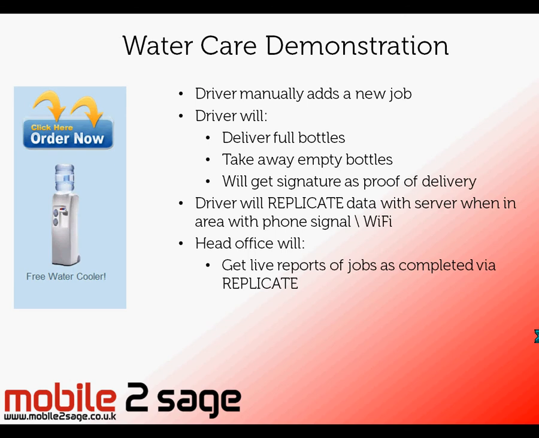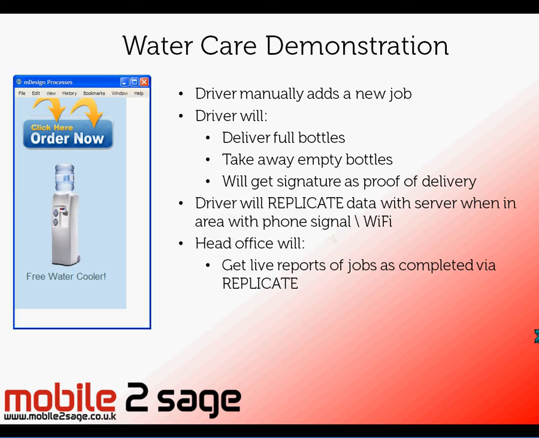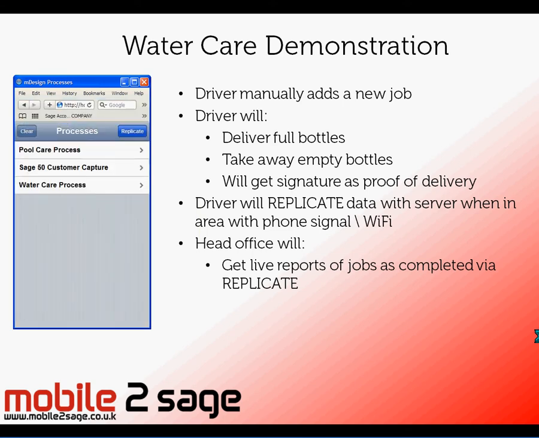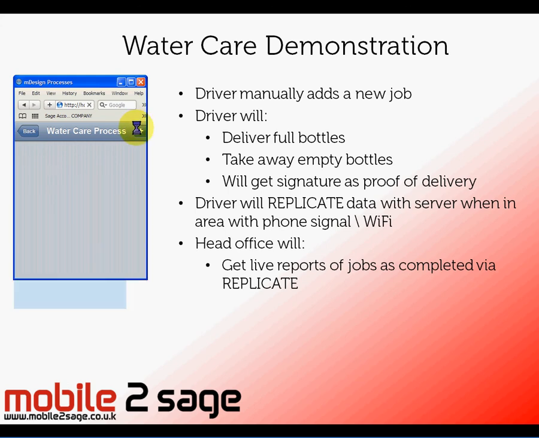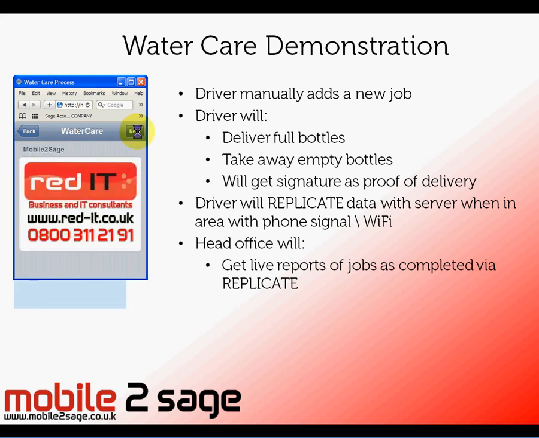So let's have a look at our demonstration. For this, I'm going to use Safari. And that shows me that I have 3 processes that I have available. And what I'm going to do is I'm going to use the water care process. I'm now going to add a job, which will take me to my corporate screen. So I'll press next to have a look at the fields that I need to fill in.